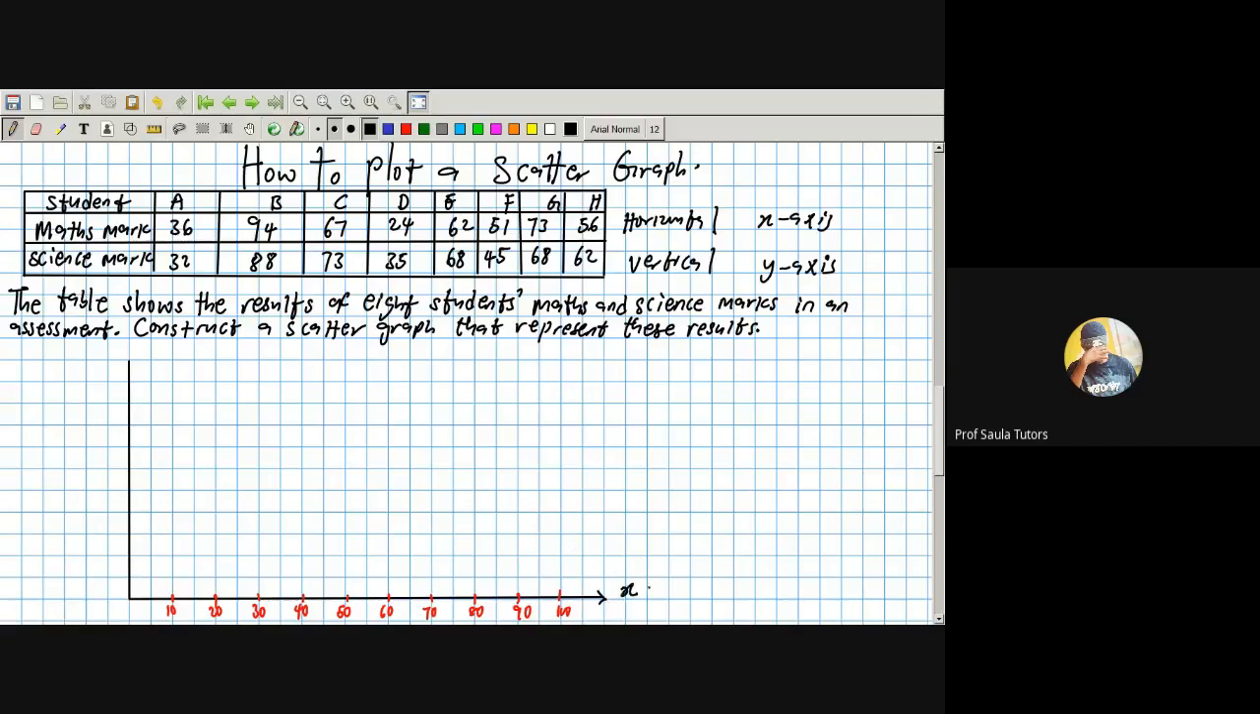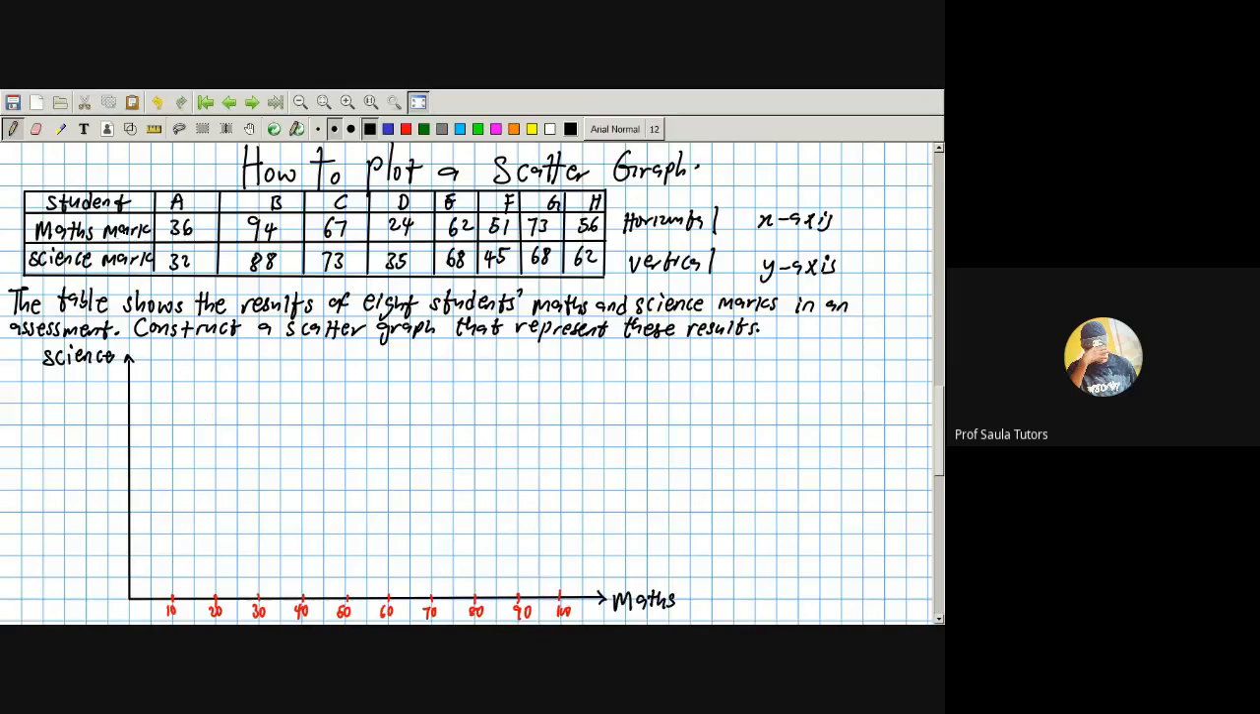Good. So this is the x-axis. And then let me look at my y-axis. But let me not just call it x-axis since it has a name. The name for that x-axis is what? The math mark. Are you there? Yes. So this one is for the maths. And this for the what? Science.